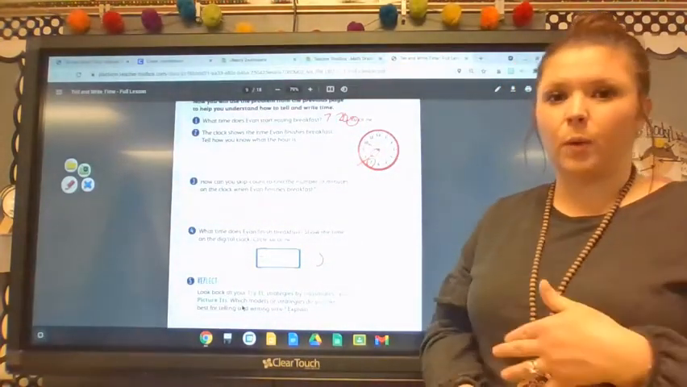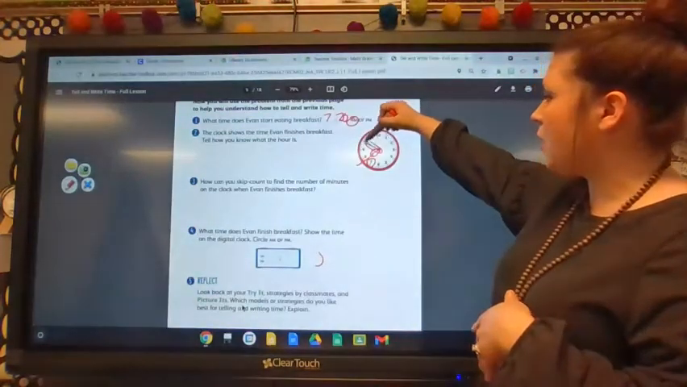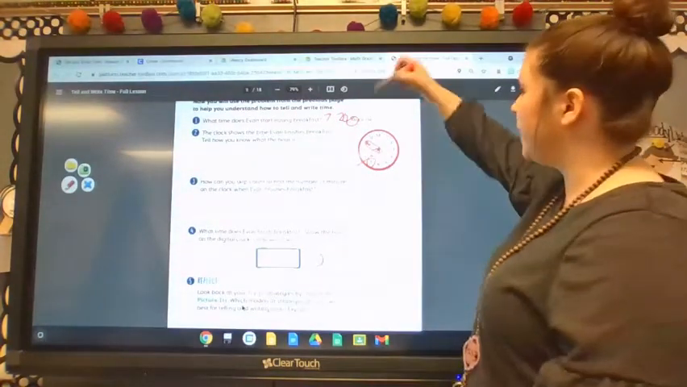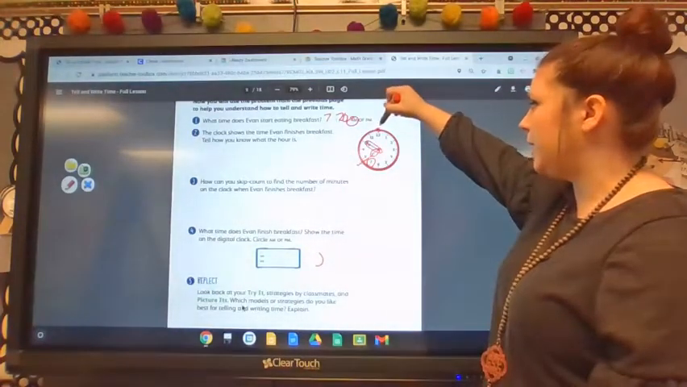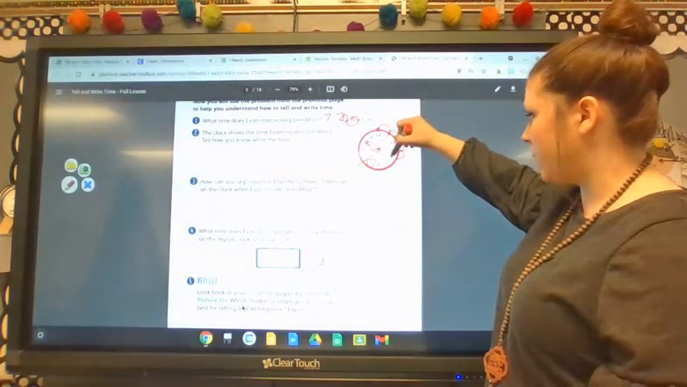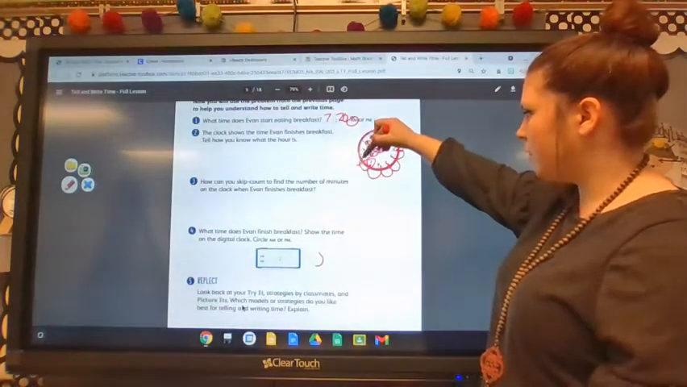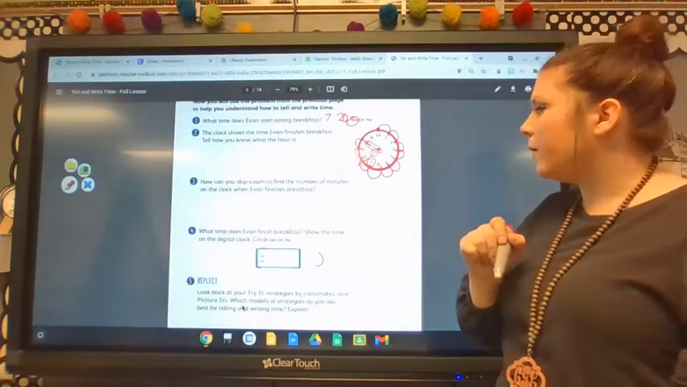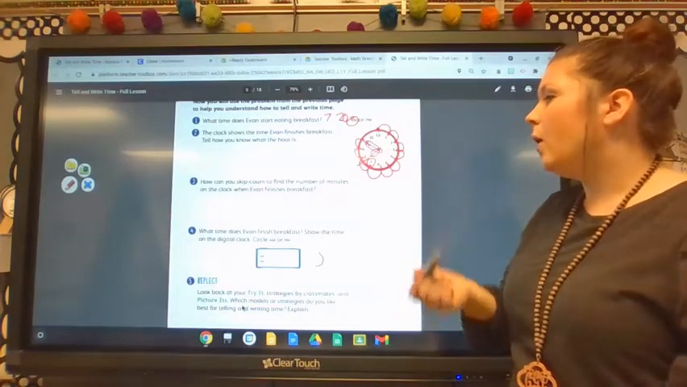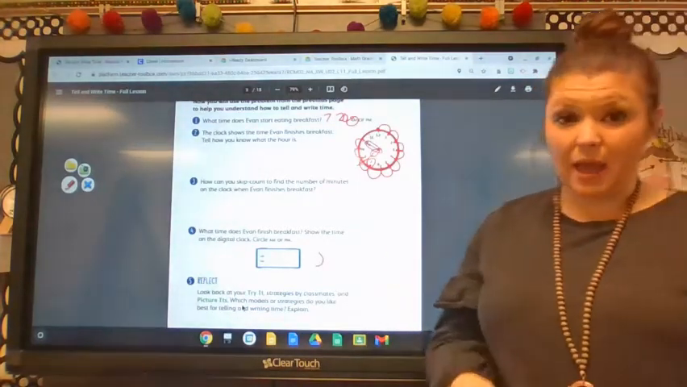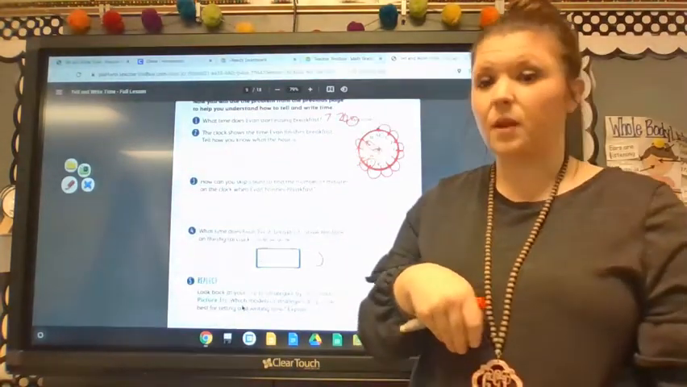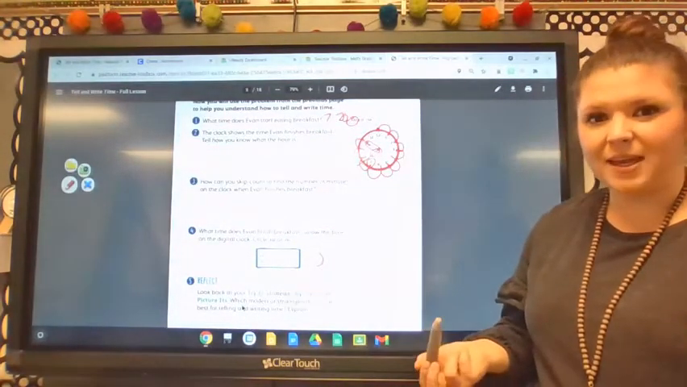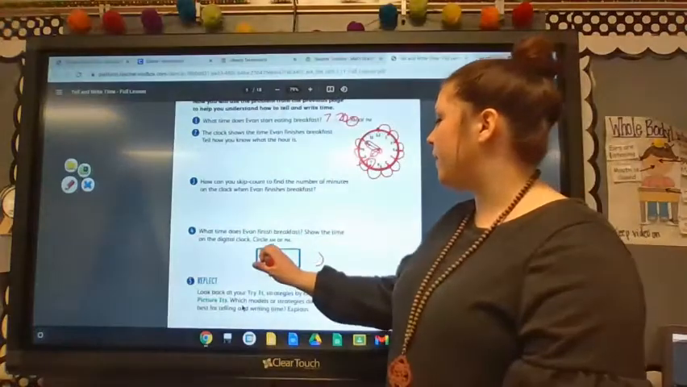Now I want you to circle your minute hand. Remember, that is your long hand. We're going to count by 5s to tell our minutes. We're going to start at 12 and count by 5s. Ready? 5, 10, 15, 20, 25, 30, 35, 40, 45, 50. So when we counted around the clock, we got 50 minutes. So how many minutes is it when Evan finishes breakfast? Okay, the clock shows 50 minutes after what hour? 7.